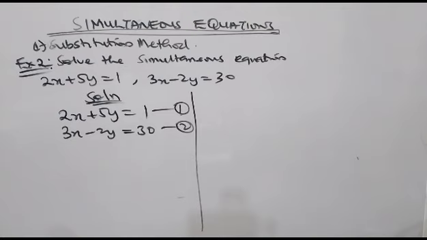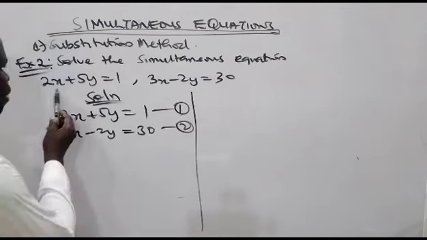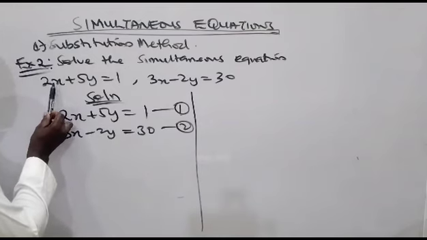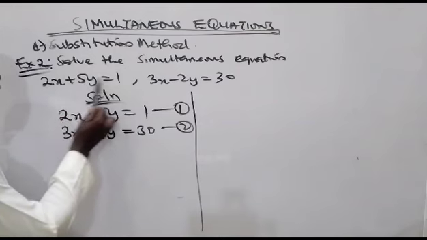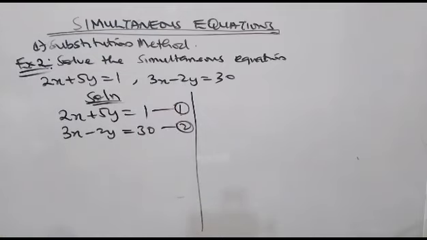Not only that, the nature of the question will actually tell us the method to use. Like in this case, the coefficient of x is 2 here, it is 5 here, it is 3 here, it is minus 2 here. So I think the best method to use here is the elimination method. But that doesn't mean we cannot use the substitution method. Most of the time, it is the nature of the question that prompts us to know the method that we are going to apply.